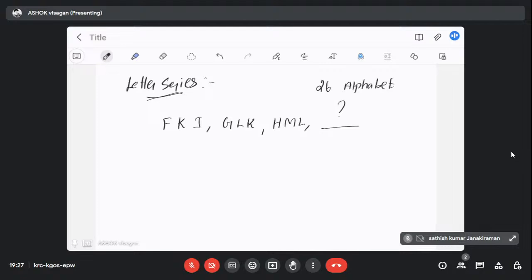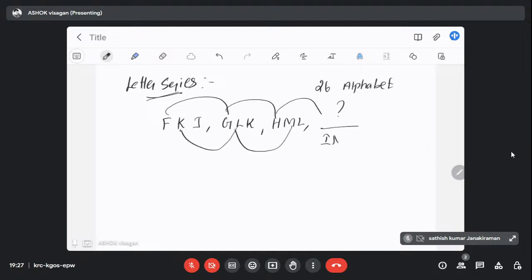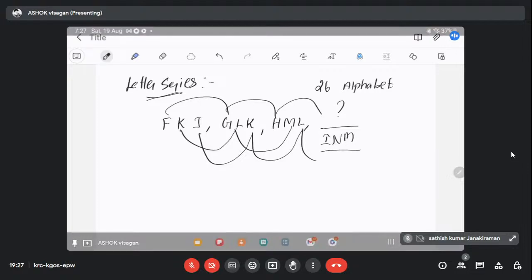So if you check this, very, very easy one. F, G, H. First letters are connected. Then next letter is I. K, L, M. Next letter is N. J, K, L. Next letter is M. So the answer is INM. So this is the logic behind the question.